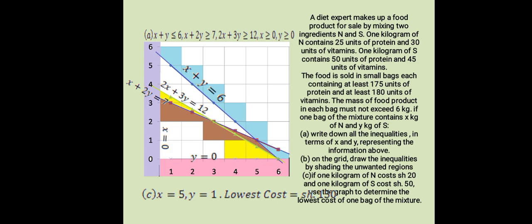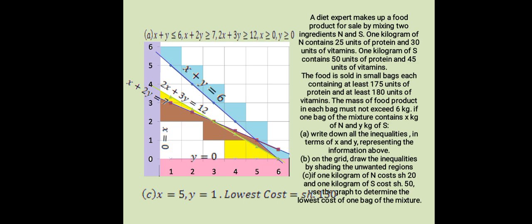A diet expert makes up a food product for sale by mixing 2 ingredients N and S. 1 kilogram of N contains 25 units of protein and 30 units of vitamins. 1 kilogram of S contains 50 units of protein and 45 units of vitamins.